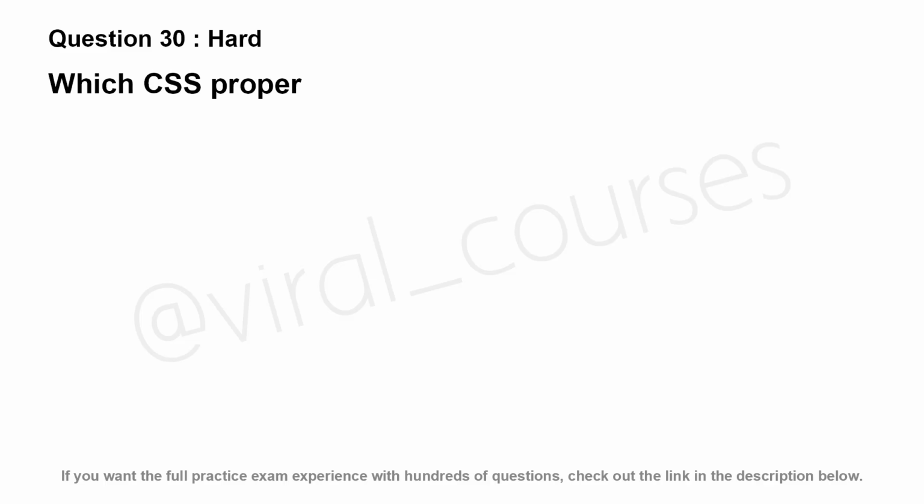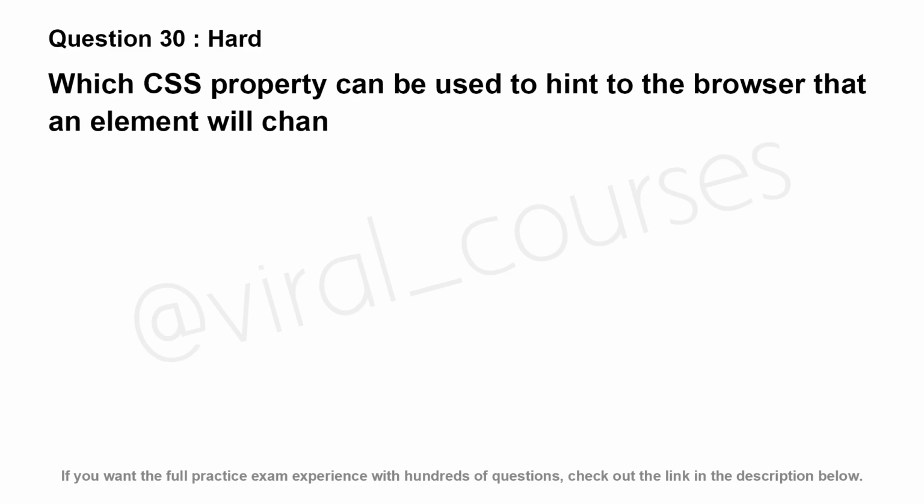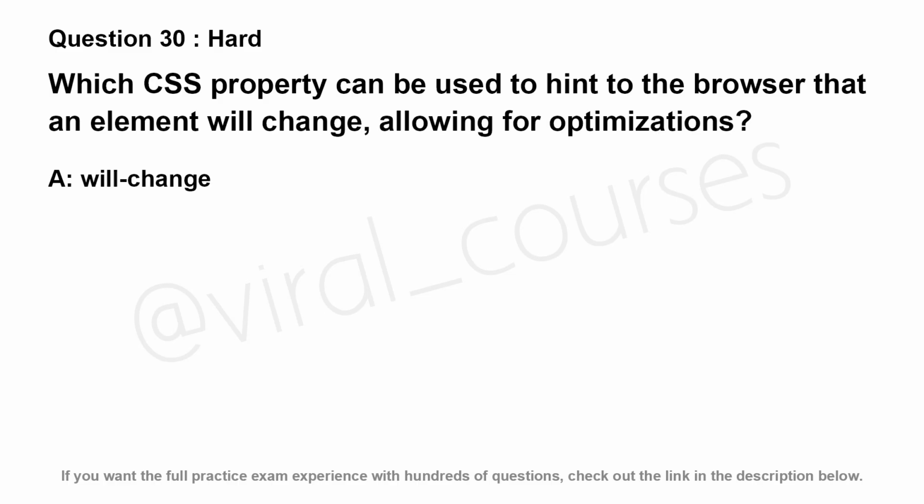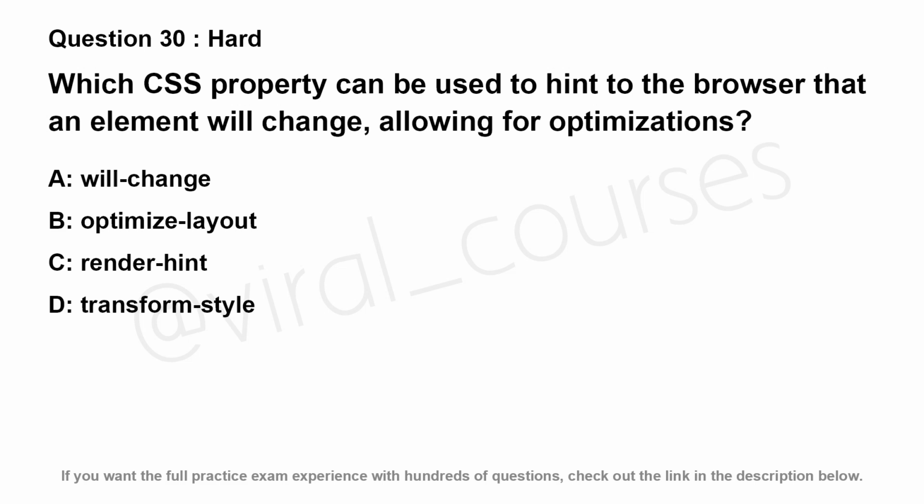Which CSS property can be used to hint to the browser that an element will change, allowing for optimizations? Option A, will-change. Option B, optimize-layout. Option C, render-hint. Option D, transform-style.